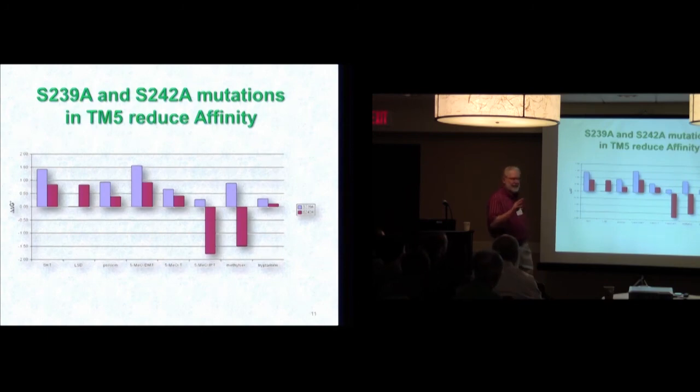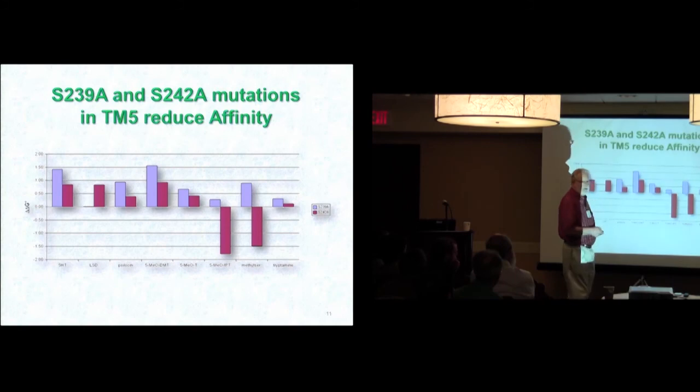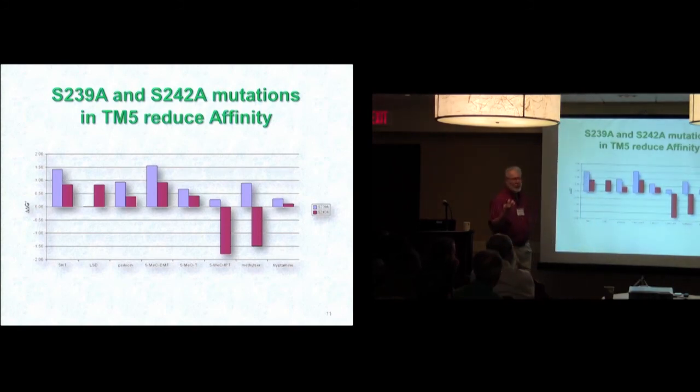What this represents is a change in free energy of binding. Remember I showed you in those affinities, you could calculate a free energy of binding. Delta G is minus RT natural log of the affinity, Ka. So we did that, and so these are delta Gs, the changes in free energy based on these mutations. Here's serine 239. We mutate it to an alanine. An alanine is just a methyl. It's not polar. So serine 239 mutated to an alanine, or serine 242 mutated to an alanine, and this represents a decrease in binding affinity.